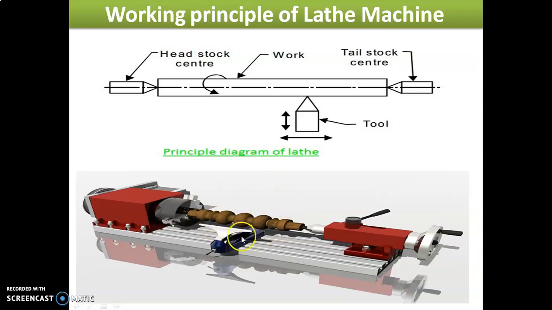The normal cutting operations are performed with the cutting tool fed either parallel to the axis of the workpiece or perpendicular to the axis of the workpiece. The cutting tool may also be fed at an angle relative to the axis of the workpiece for machining tapers and angles. I hope you understand these points. So let us see what the principle of the lathe machine is.